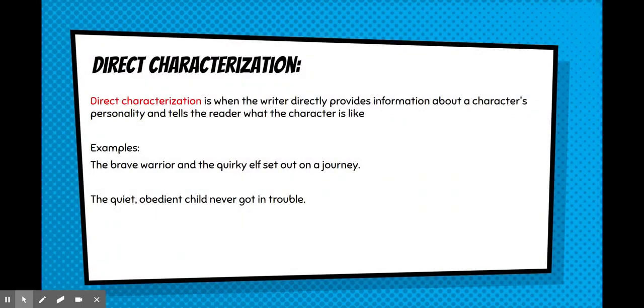Let's keep going. Delving a little bit deeper into direct characterization. We already talked about the definition. Here are a couple examples. The brave warrior and the quirky elf set out on a journey. Here, the narrator or writer of this sentence is directly telling us that the warrior is brave and the elf is quirky. There is no inferencing that the reader has to do to figure that out. Same thing with the next sentence. The quiet, obedient child never got in trouble. The writer or narrator is directly coming out and saying that this child is both quiet and obedient.